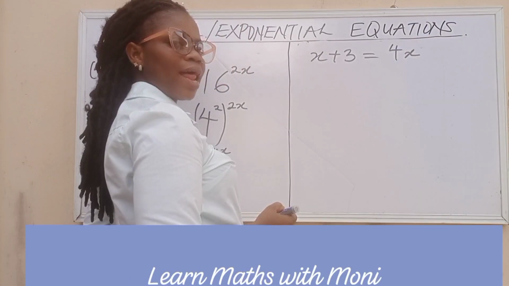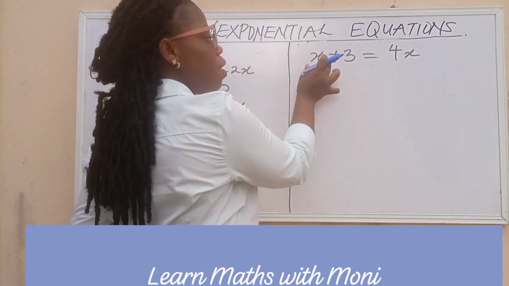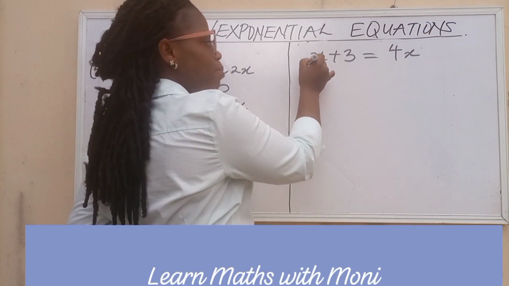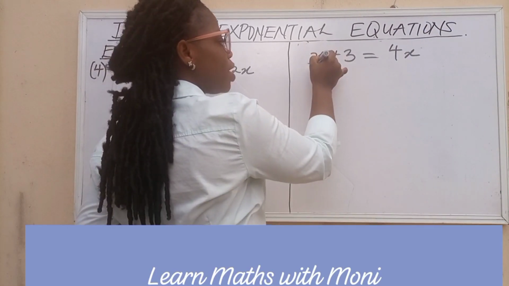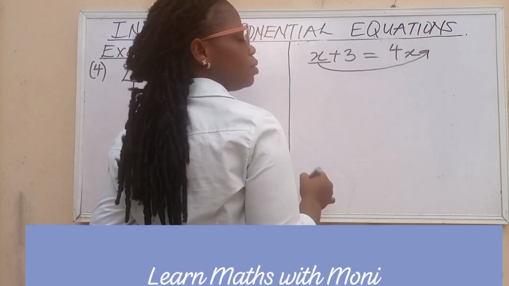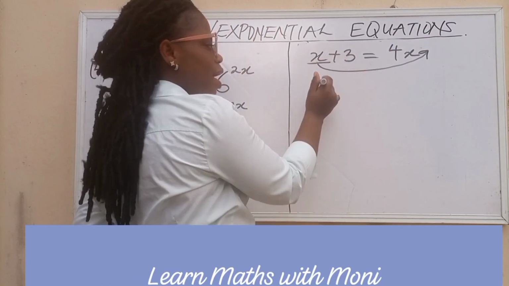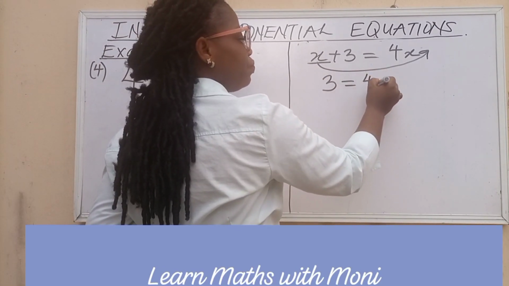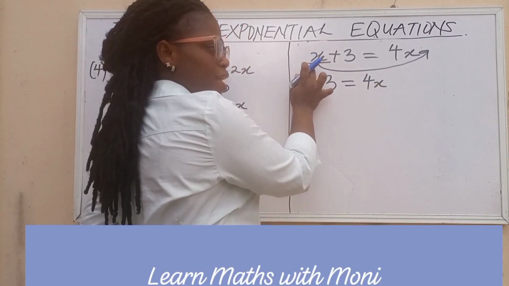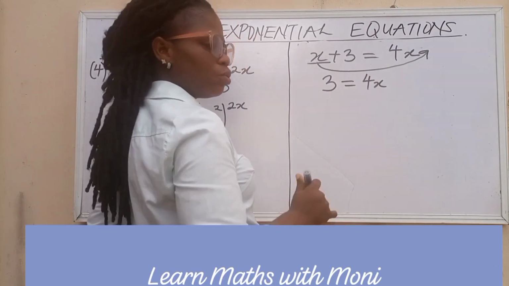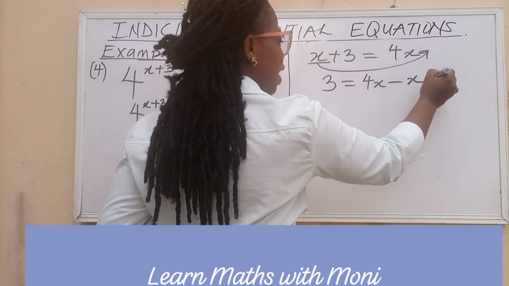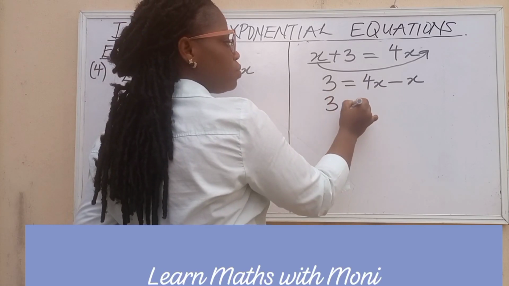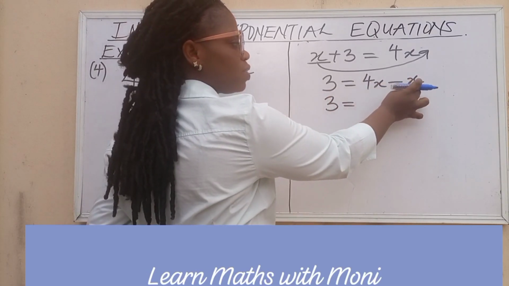Let us collect like terms. All the terms that have x, let us bring them together. So I'm taking this x over to this other side. On my left-hand side, I am left with 3 equals to 4x. Then this plus x coming over becomes minus x. 3 equals to 4x minus x.